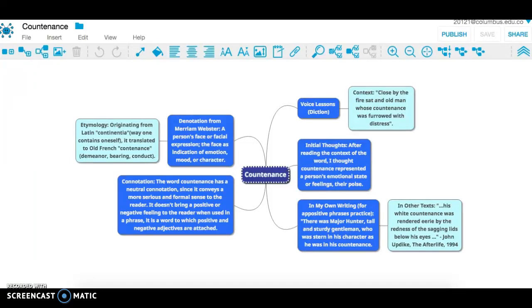So I'm gonna get right to it. I chose MindMap because it's an easy way for me to see the layout of the vocab words. So my first word is countenance. I got it from the diction voice lessons, and this is the context that I got it from.